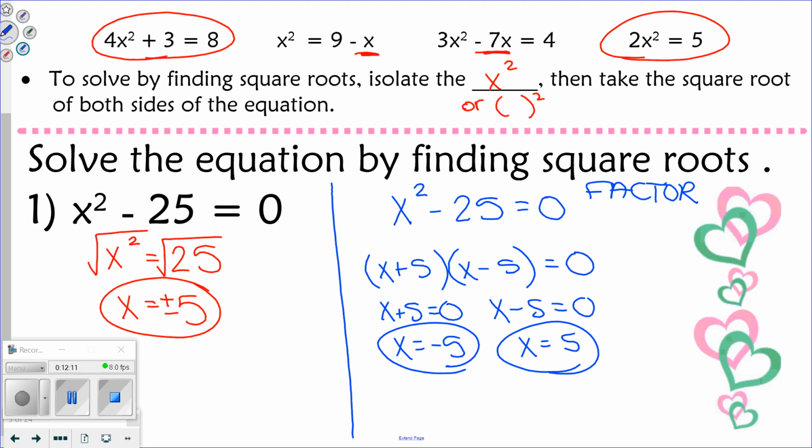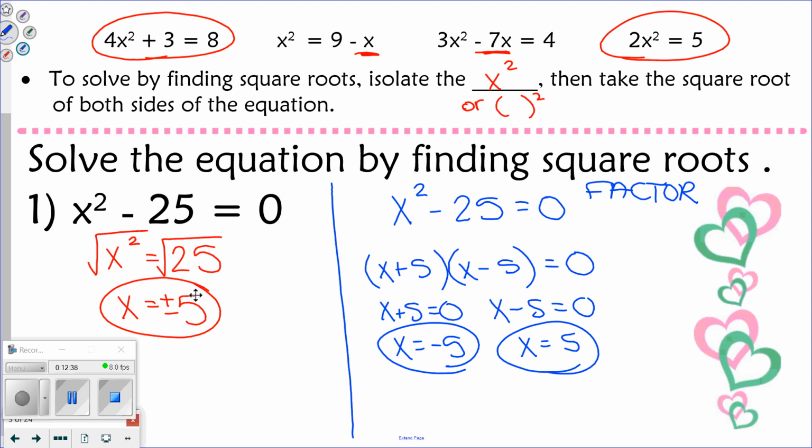Positive 5, negative 5. Positive 5, negative 5. I get the same answer. But does everything that's missing the bx term, are they always perfect squares? No, they're not. So they don't always factor like we want them to. Yeah, there's a lot less work there. Look at the difference in my work. A lot less going on over here. You know me, I'm a lazy mathematician. If I can do it in less steps, less work, that's what I'm going to do.